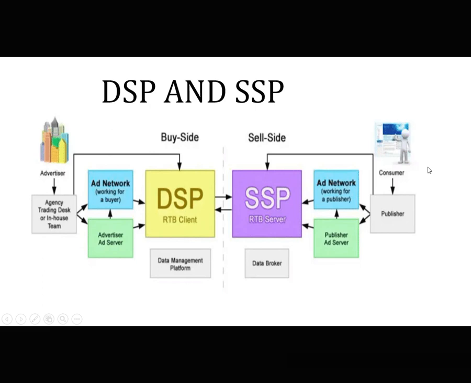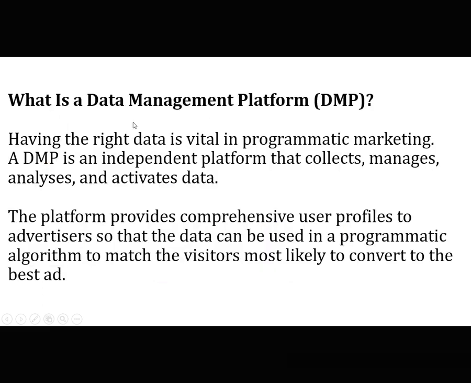And then the ads are shown to the consumer. What is DMP? Having the right data is vital in programmatic marketing. A DMP is an independent platform that collects, manages, analyzes, and activates data. The platform provides comprehensive user profiles to advertisers so that the data can be used in a programmatic algorithm to match the visitors most likely to convert to the best ad.